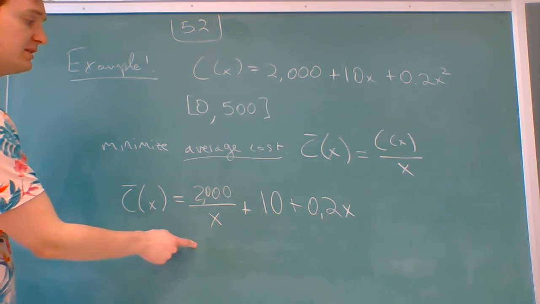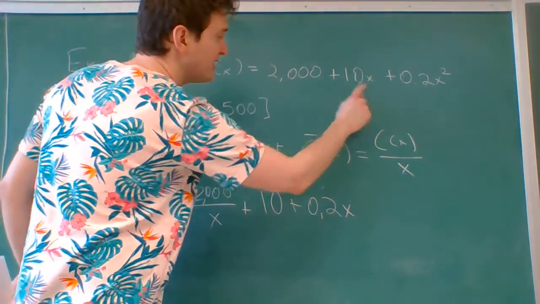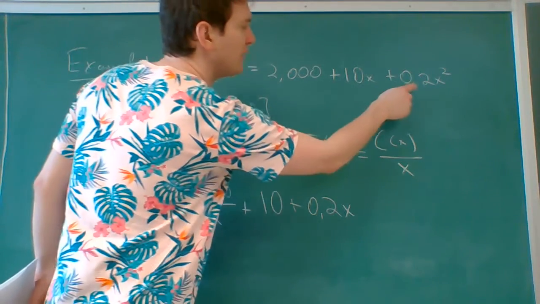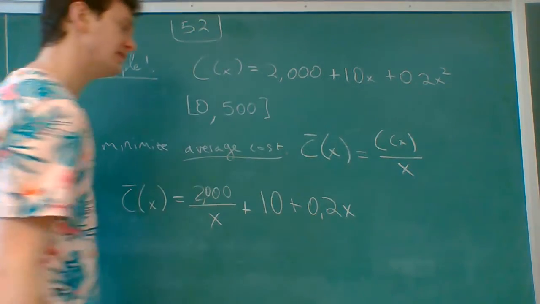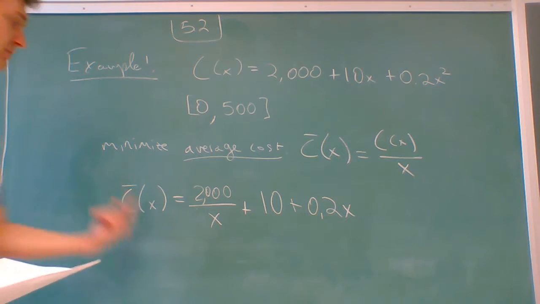See how I divided each term by x individually. So the 2,000 is over x. Dividing 10x by x just cancels the x. Dividing 0.2x squared cancels one of the x's. I want to minimize this function.